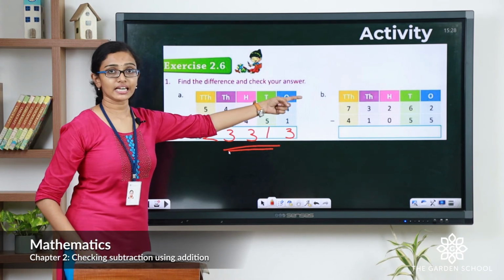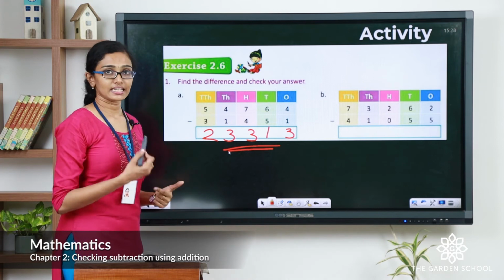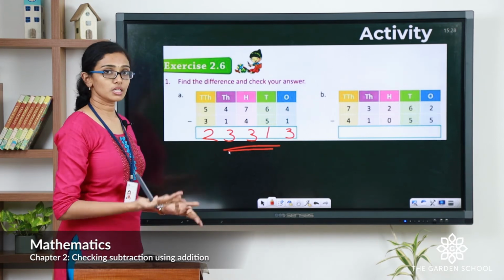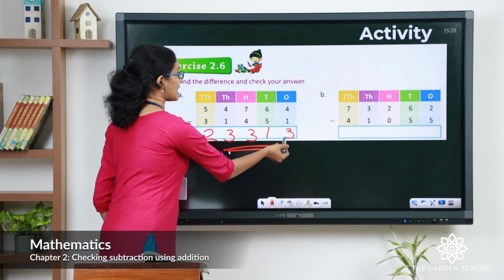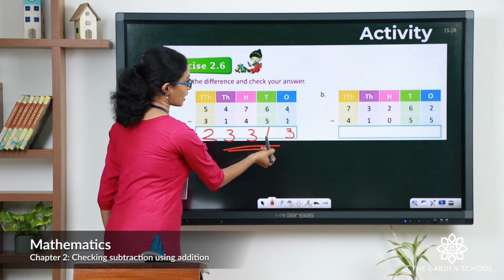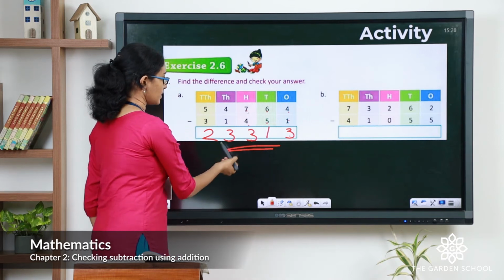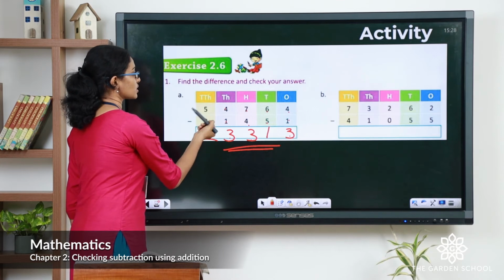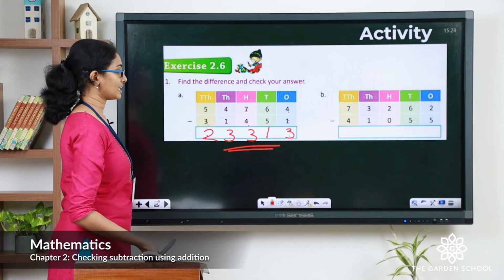Now how do we check the answer? We can add the difference and the subtrahend and see if we get the minuend as the sum. If we get the minuend, it means the subtraction was done correctly. Now let's add these two numbers. 3 plus 1 is equal to 4. 1 plus 5 is equal to 6. 3 plus 4 is equal to 7. 3 plus 1 is equal to 4. 2 plus 3 is equal to 5. So the subtraction was done correctly.